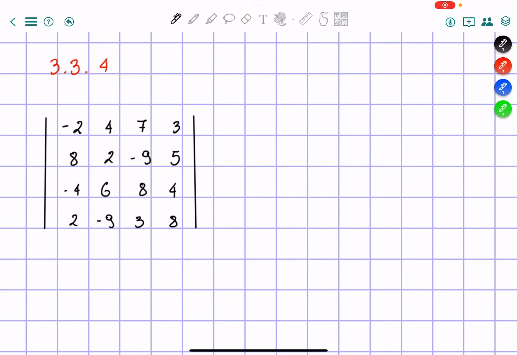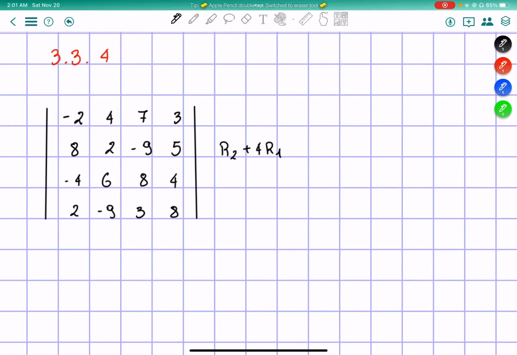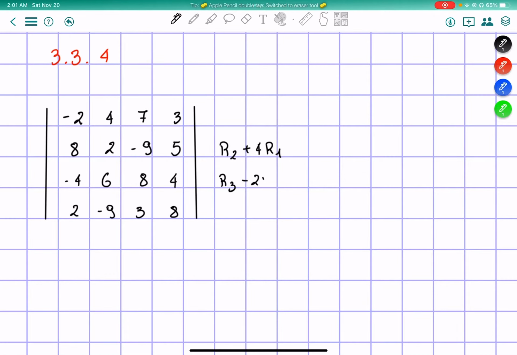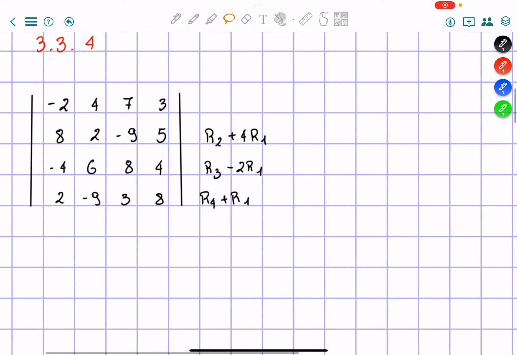So for exercise 3.3.4, I have this matrix and I have to use Laplace development in order to solve it. I can see already that row 2 plus 4 times row 1 is going to give me a 0 for the first number. And then row 3 plus, actually, minus 2 times row 1 is going to give you a minus on the first number. And then row 4 plus row 1 is going to give you another 0 for the first number.